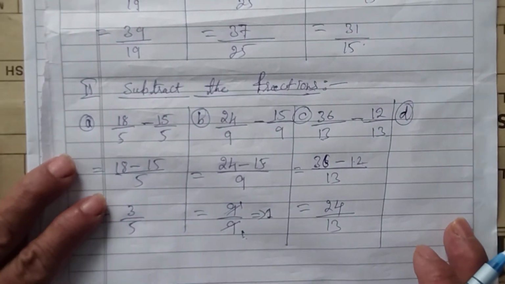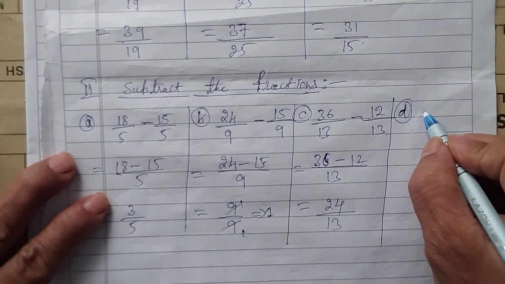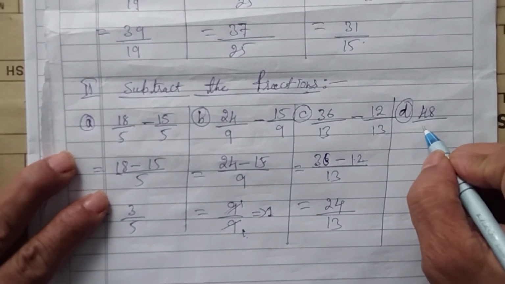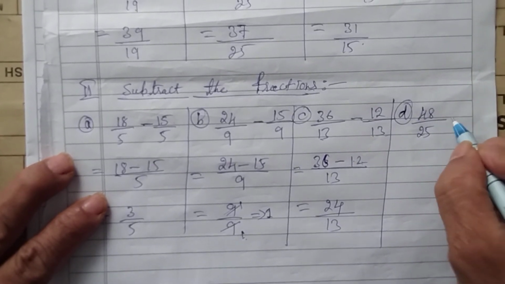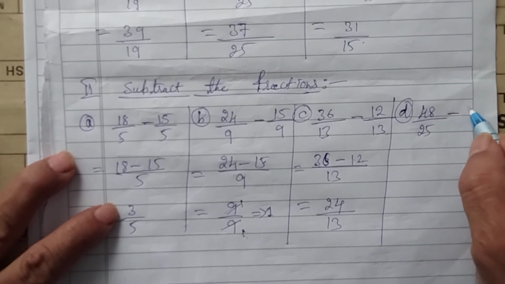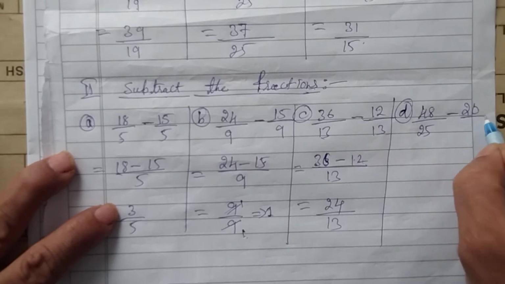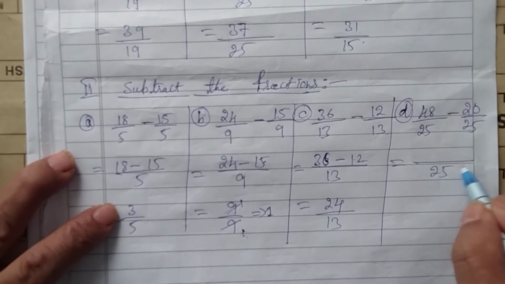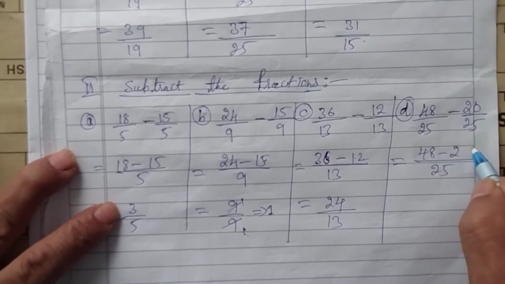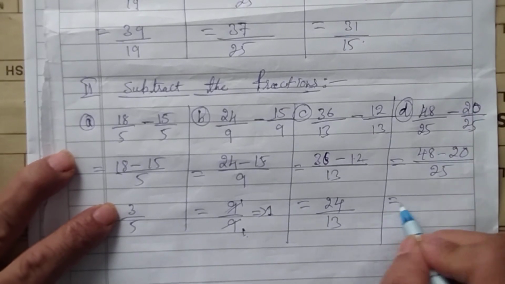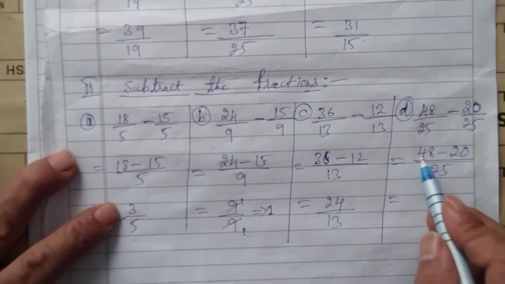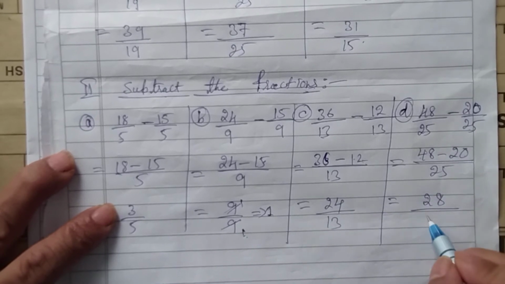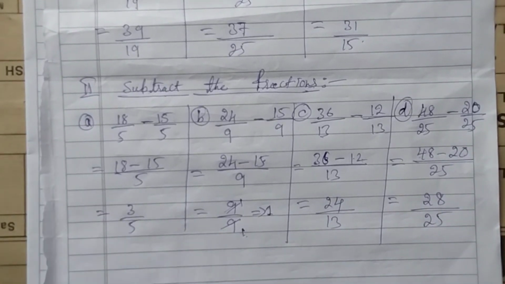Now I am going to explain the D. See here. 48 by 25 minus 20 by 25. Now you see, both denominators are like terms, same, common ones. We can take 48 minus 20. Now you tell me, 8 minus 0 is 8 and 4 minus 2 is 2. And the denominator should be as it is, 25. These are the 4 questions we are given here. So A, B, C, D I have done.